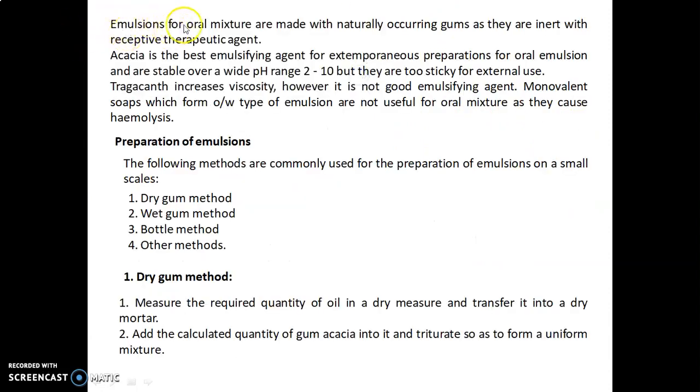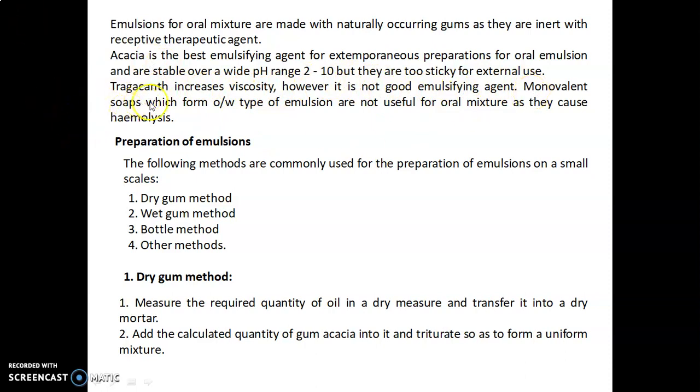Emulsions for oral mixtures are made with naturally occurring gums as they are inert with the respective therapeutic agent. Acacia is the best emulsifying agent for extemporaneous preparation of oral emulsions and is stable over a wide range of pH, that is 2 to 10, but it is too sticky for external use. Tragacanth increases the viscosity, however it is not a good emulsifying agent.